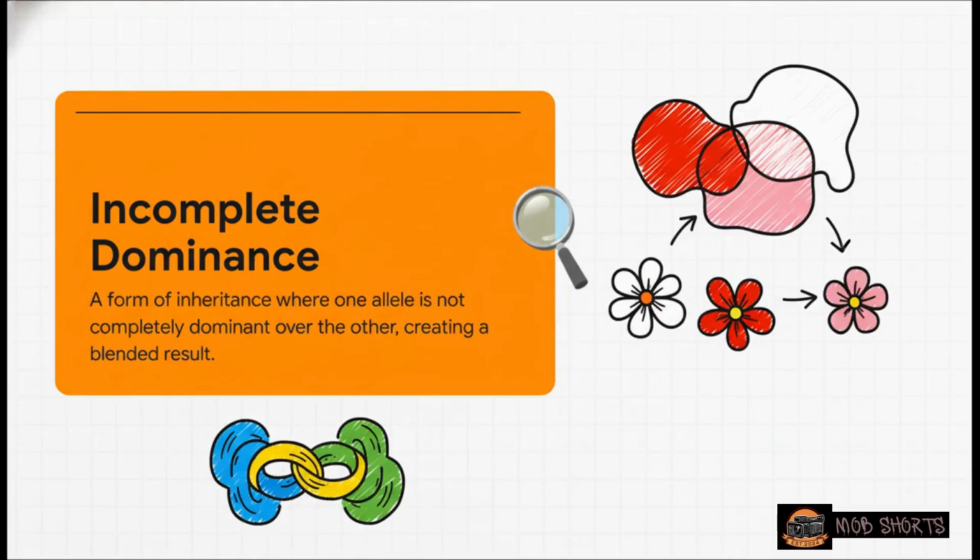Okay, here is the official definition. You might want to jot this down. Incomplete dominance is what happens when one allele isn't completely in charge of the other one. Neither one wins, so instead of one masking the other, they kind of mix together. And the result? A third, totally new phenotype that's an intermediate blend of the parents. The key word you have to remember here is blend. It's just like mixing red and white paint. You get pink. Simple as that.